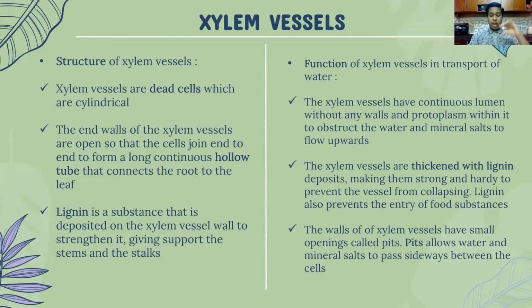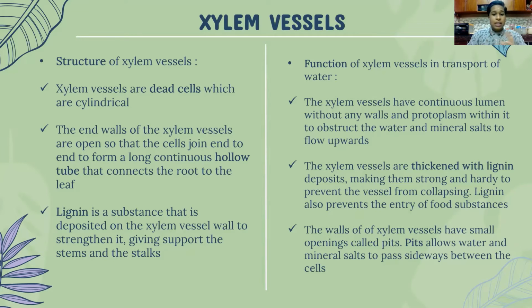This means that each xylem vessel is connected at the end. So let's say this is a xylem vessel. It is connected to the other end of xylem vessels so that it becomes a long continuous hollow tube. Hollow means that it has a hole, meaning it has lubang. It's like a pipe like that. So it joins end to end to form a long continuous hollow tube.